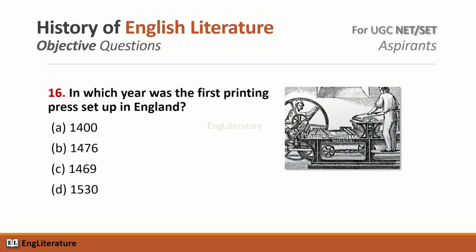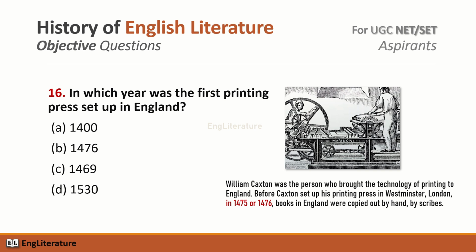In which year was the first printing press set up in England? William Caxton was the person who brought the technology of printing to England. Before Caxton set up his printing press in Westminster, London in 1475 or 1476, books in England were copied out by hand by scribes. So the right option is number B. In the year 1476, the first printing press was set up in England.